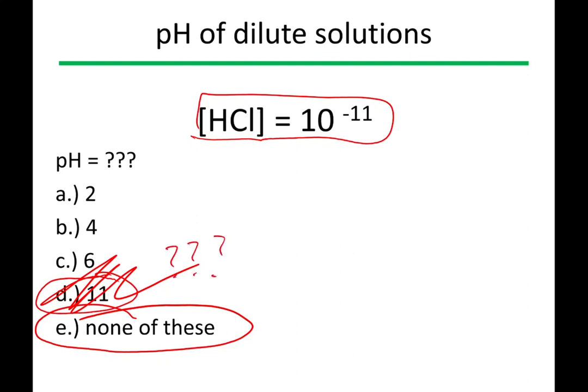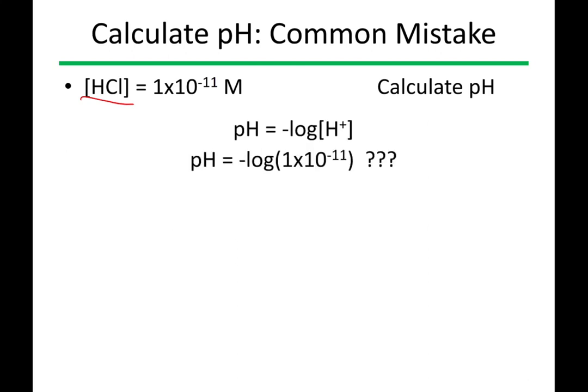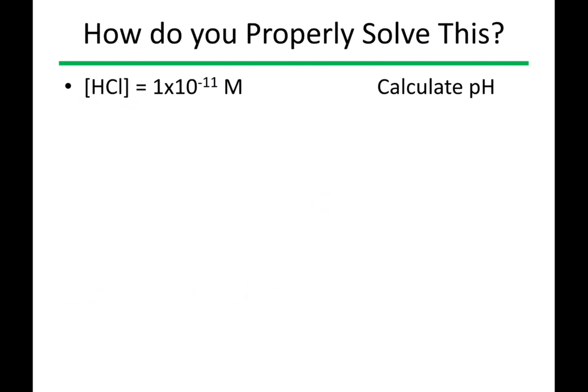Well, let's think about this for a second. Here we have this calculation and this common mistake that we see. This is the concentration of the acid. And normally we do the pH as the negative log of H+, plug this in, get 11. But does this really make sense? A pH of 11 is going to be a very basic solution, but HCl is an acid. It's also a strong acid, right? So it should never, ever, ever make a basic solution. So what's going on here?